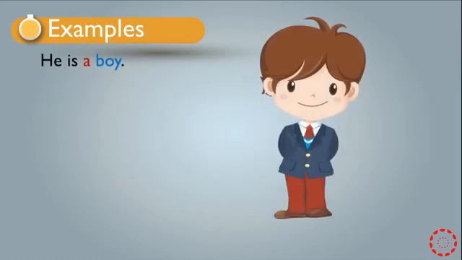Okay, let's look at these examples. He is a boy. Look at the word boy. It is a singular noun and we used a because the word boy starts with the consonant sound b. A boy. He is a boy.